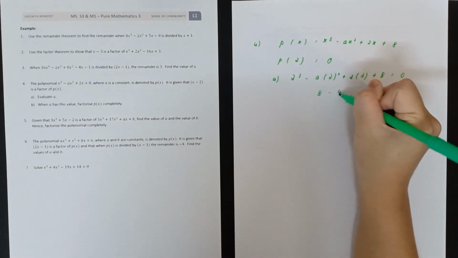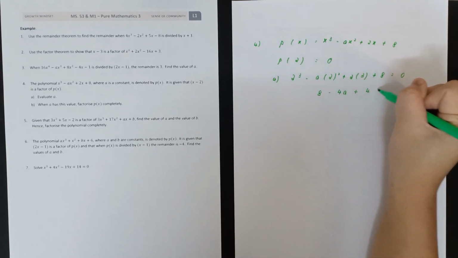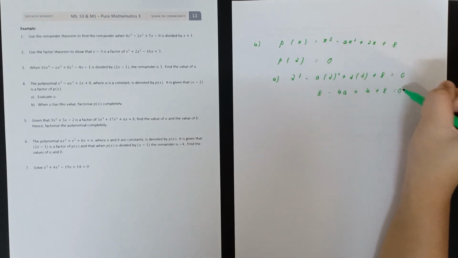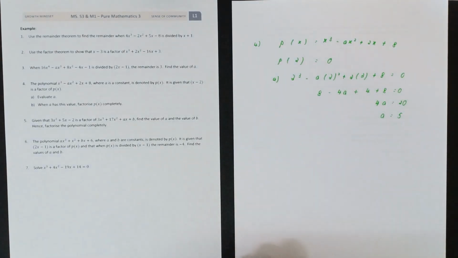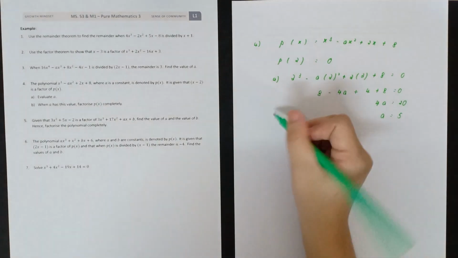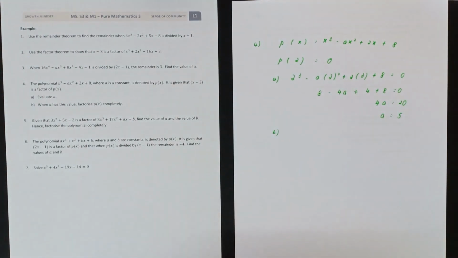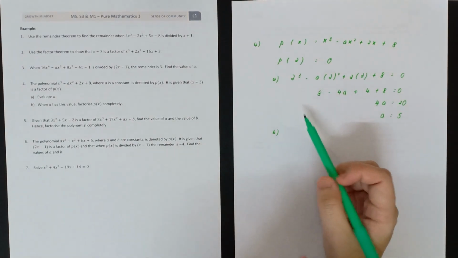Alright, so you can continue. 8 minus 4a plus 4 plus 8 equals to 0, meaning 4a will be equals to 20 and a will equal to 5. Alright, so after you get a, then let's move on to (b). So when a has this value, factorize p(x) completely. So what we need to do is like the long division that we have done previously. So now we know that x minus 2 is a factor, right?